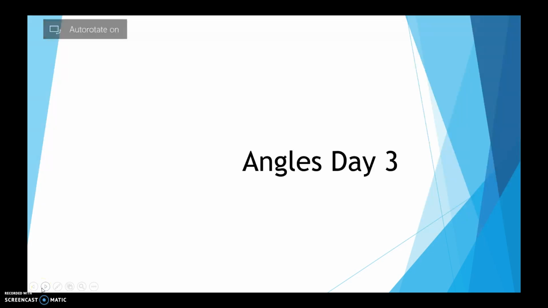Hey guys, this is Angles Day 3, and we are just going to be doing more of what we've been doing for the last few days. We're going to be using our blue reference cards that you have printed with all of the angles rules on them, and by the process of elimination and logic, finding the measures of angles by going through what we know.